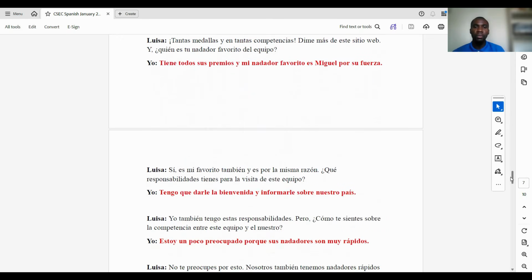So we look down. What did she say afterwards? Sí, es mi favorito también y es por la misma razón. So she said, yes, he or she is my favorite as well. Well, he is my favorite as well. Y es por la misma razón. So it's for the same reason.